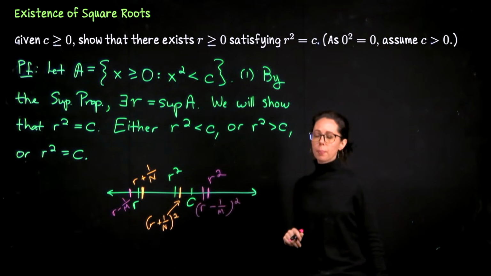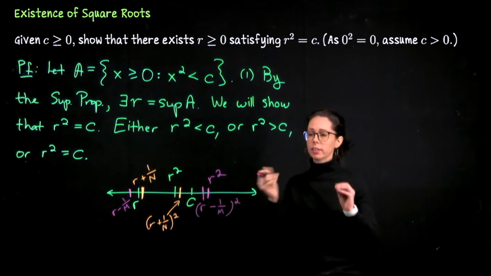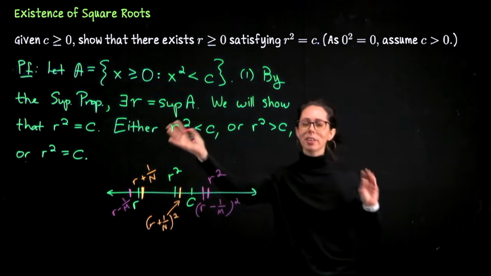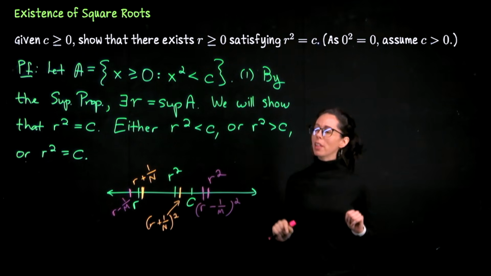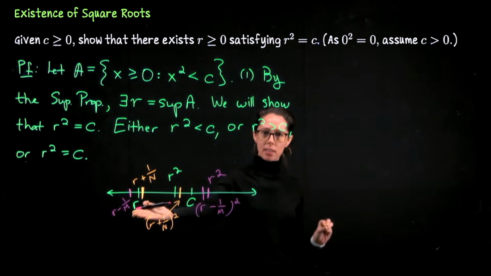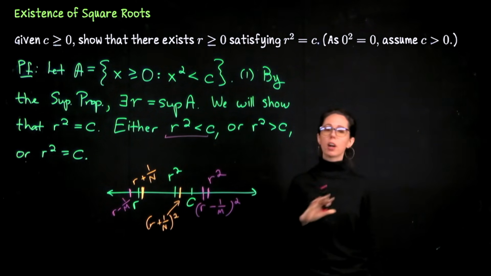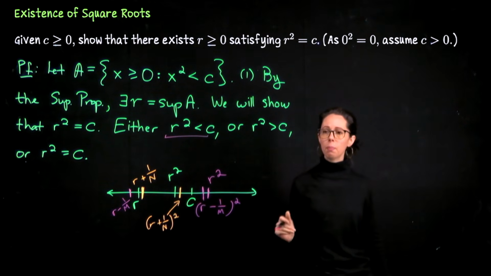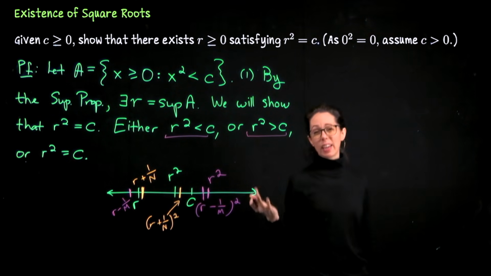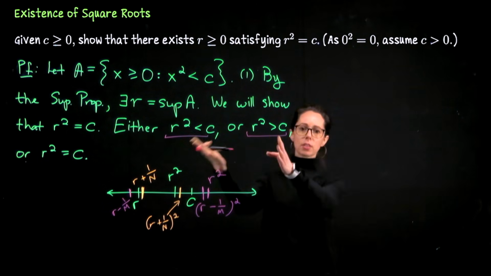Therefore, it's also an upper bound for the set A, but it's smaller than r. That's what I'm trying to say. It's smaller than r, therefore, r is not the least upper bound. So here, our goal will be to show that r is not even an upper bound at all. And here, we'll say, hey, it's an upper bound, but it's not the smallest upper bound. So we'll have two different routes to contradiction.